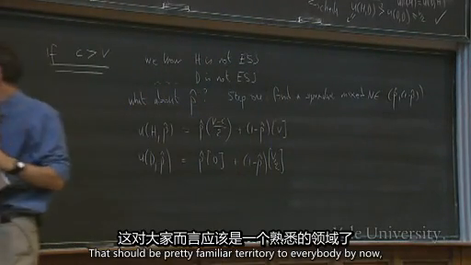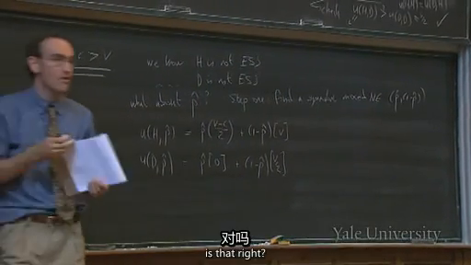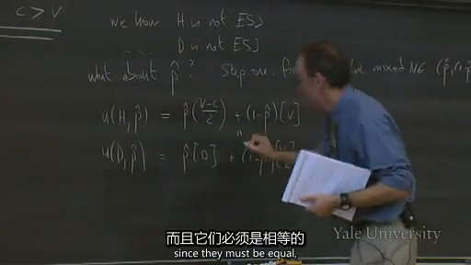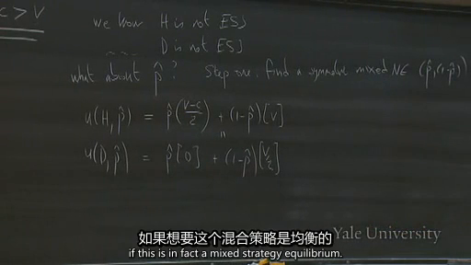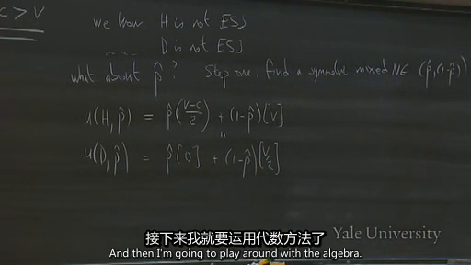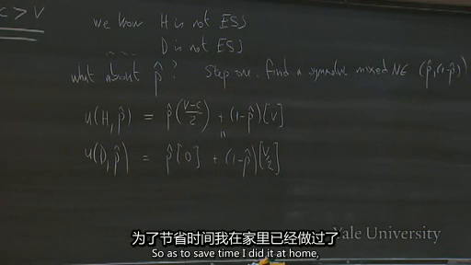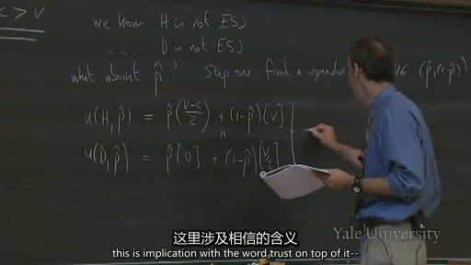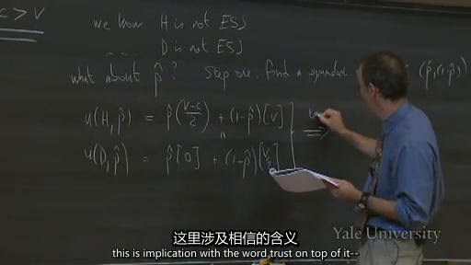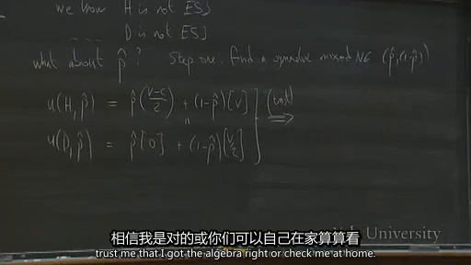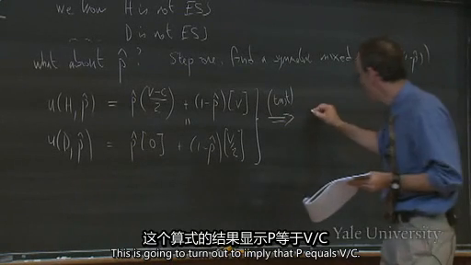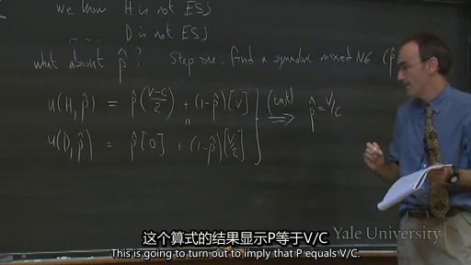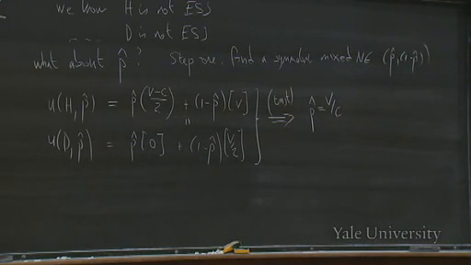Okay, everyone happy with the way I did that? That should be pretty familiar territory by now. So I'm going to set these two things equal to each other, since they must be equal if this is in fact a mixed strategy equilibrium. Then I'm going to play around with the algebra, but to save time I did it at home. So trust me on this, or check me at home. This is going to turn out to imply that P hat equals V on C.